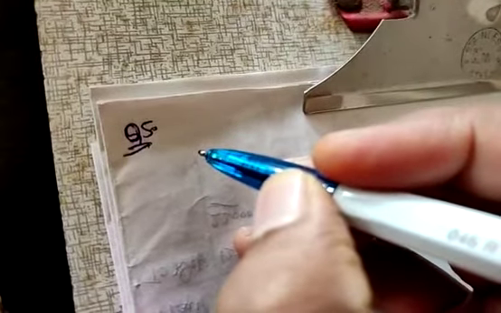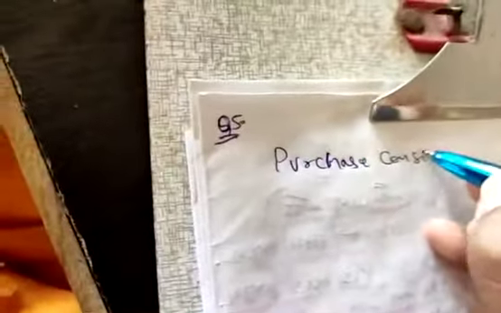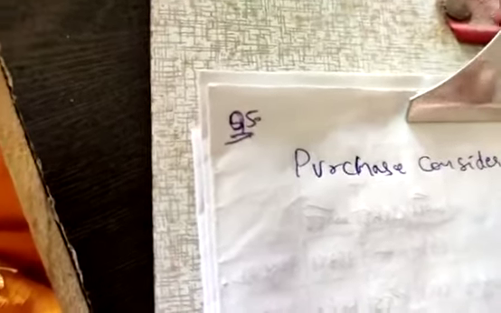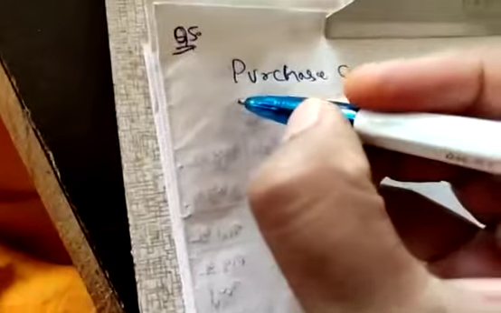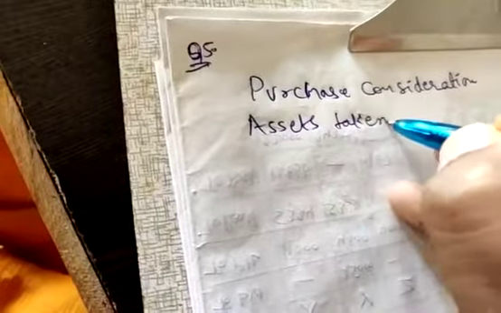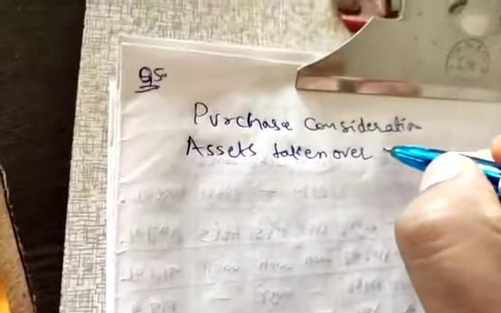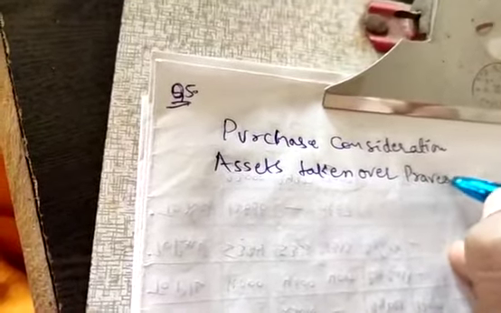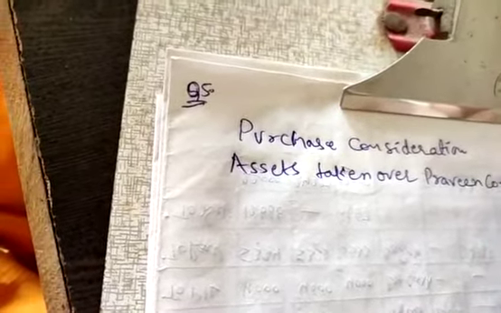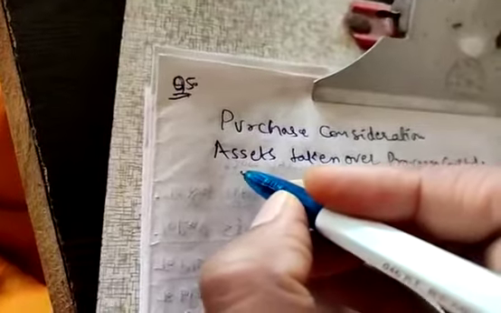So what we have to calculate? We have to calculate purchase consideration. Now what we have learned? First we have to take assets taken over. Which company is actually the new one who is purchasing the partnership firm? The company name given here is Praveen Company Limited. So assets taken over by Praveen Company Limited. Which assets have they taken?